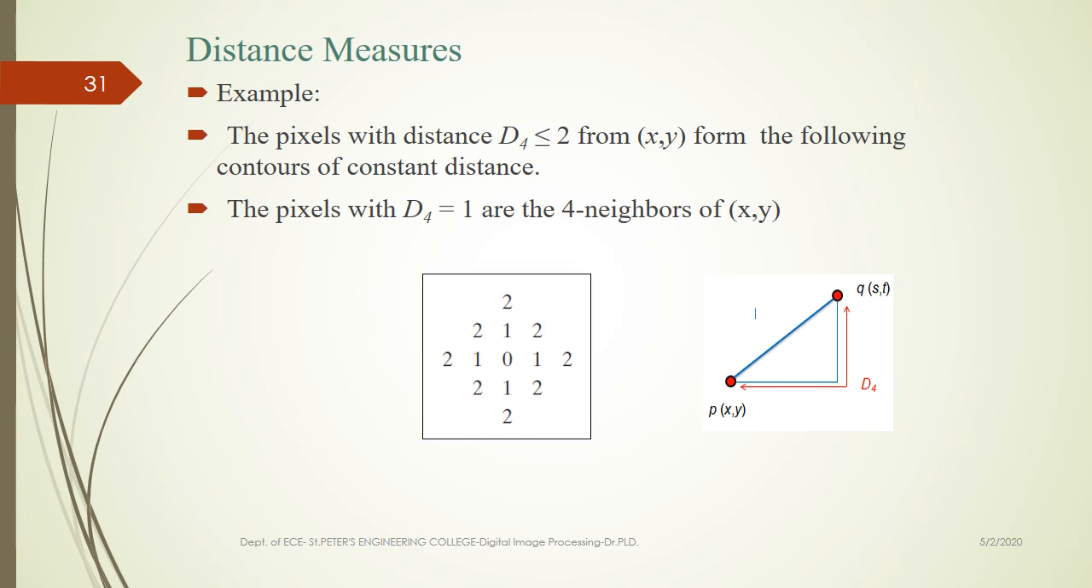So the pixels with D4 equal to 1 are the 4 neighbors of (x, y). If we consider 0 as the center pixel, these 4 ones are the 4 neighbors, and these 2's, where D4 is less than or equal to 2, come under the distance measure of this particular city block distance, from here to here like this and from here to here like this.